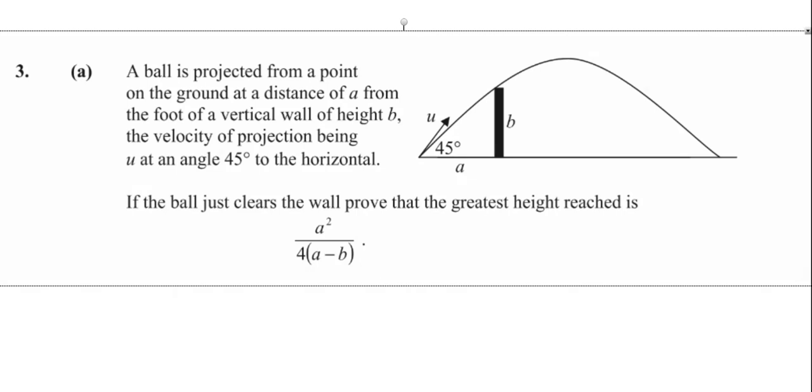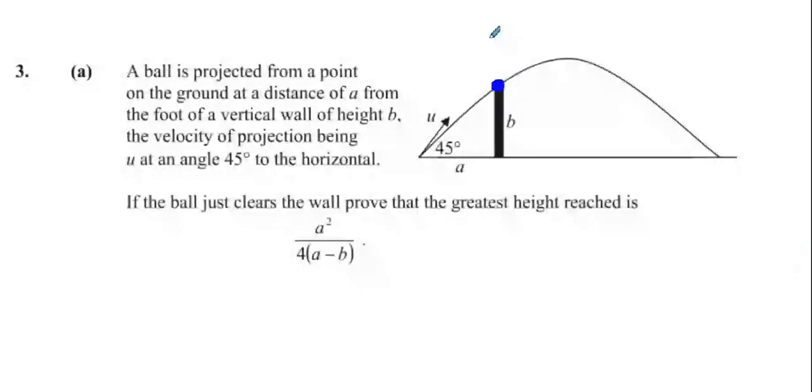A point on the ground at a distance a from the foot of a vertical wall of height b. So essentially this point here is sx equals a when sy equals b. You know that? Okay.